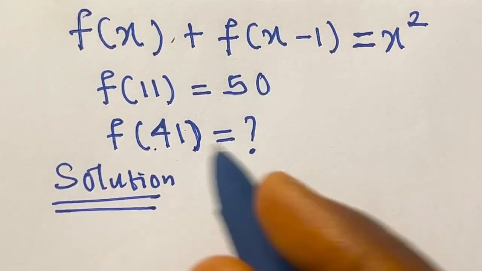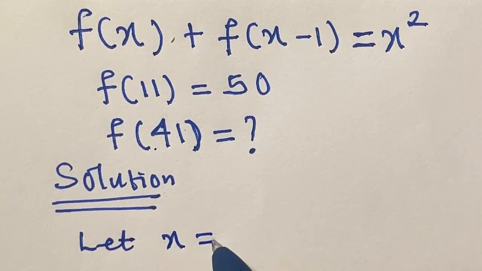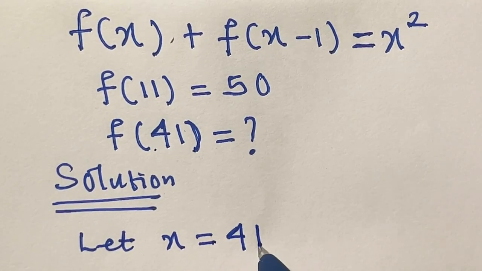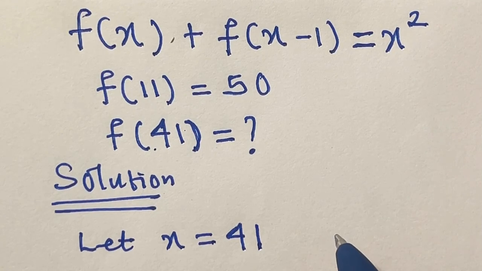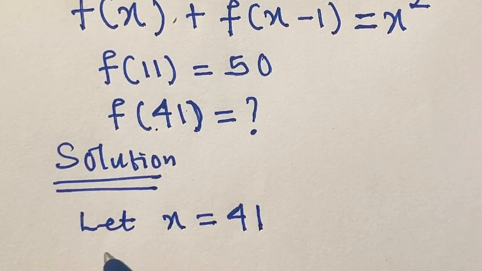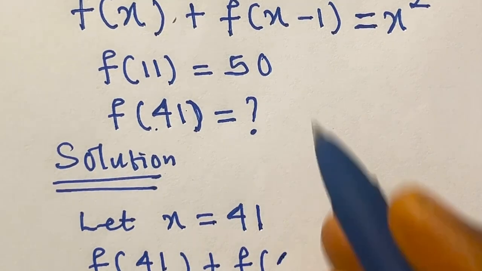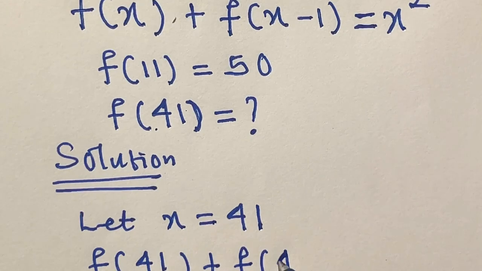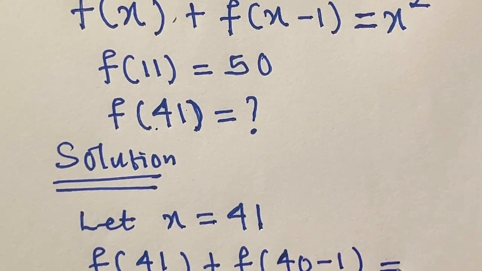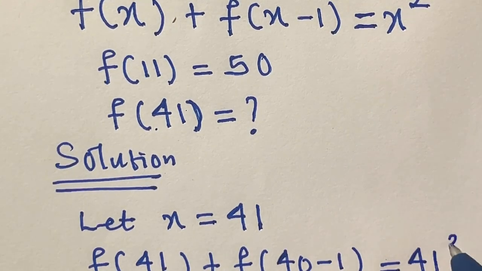Let's say x equals 41. And by substituting this into the function, our given function is this. So we have f of 41, plus we have x minus 1 above, so 40, minus 1 equals x squared. So our x is 41. So we have 41 squared.